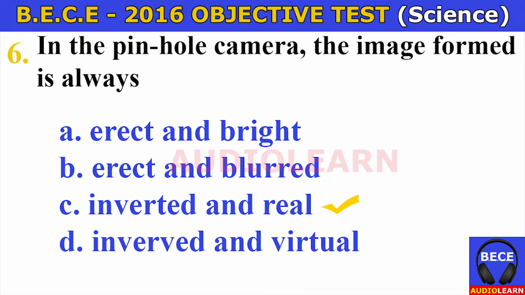Number 6. In the pinhole camera, the image formed is always A. Erect and bright, B. Erect and blurred, C. Inverted and real, D. Inverted and virtual. And the answer is C. Inverted and real.